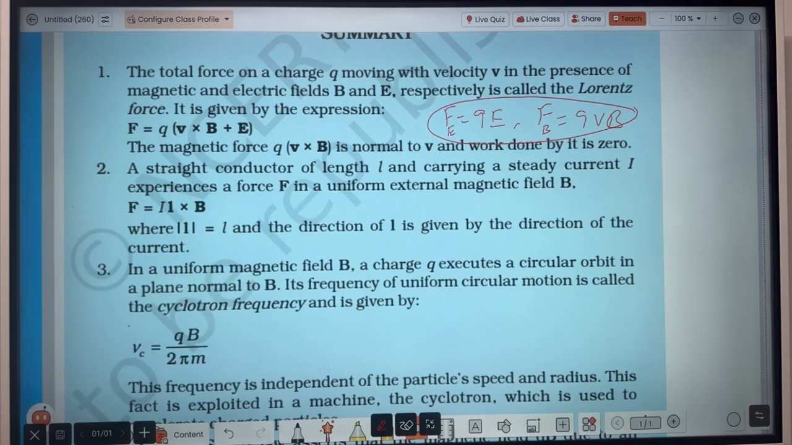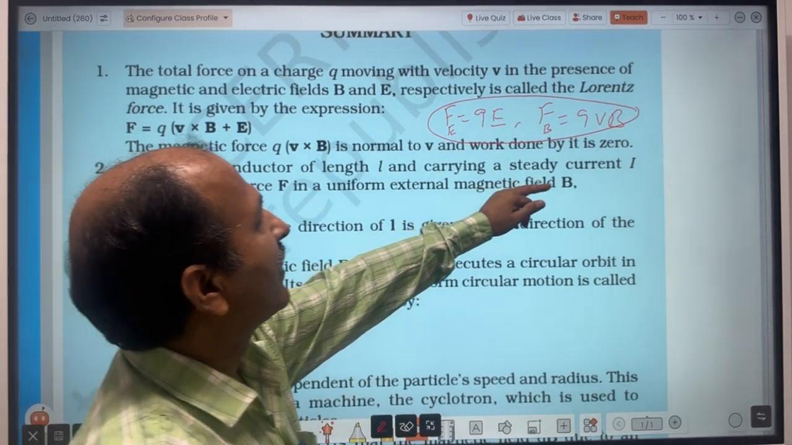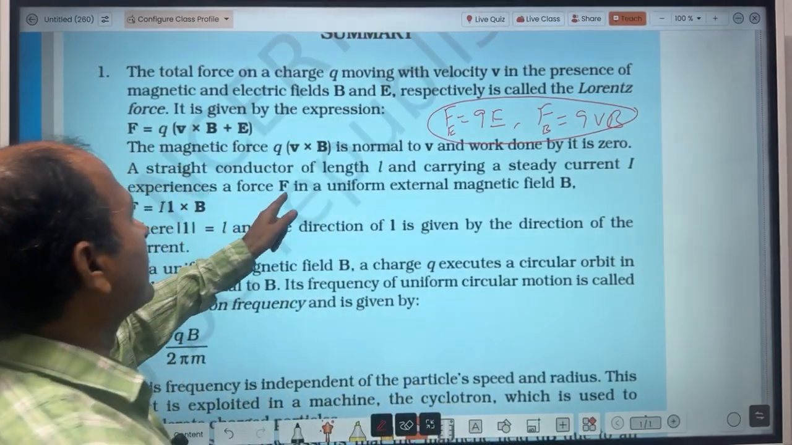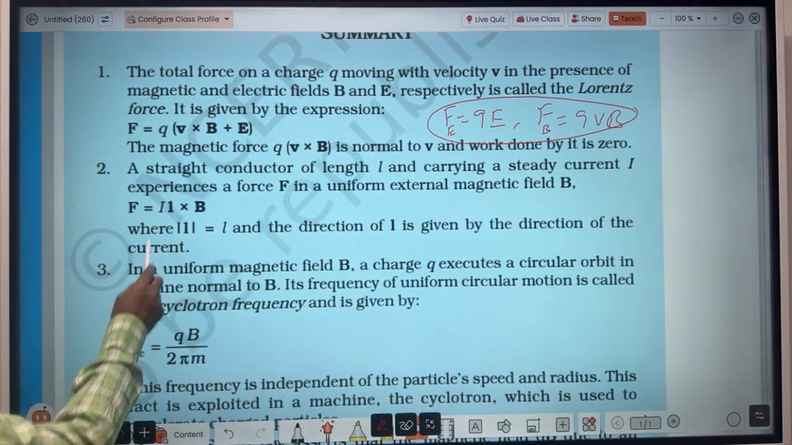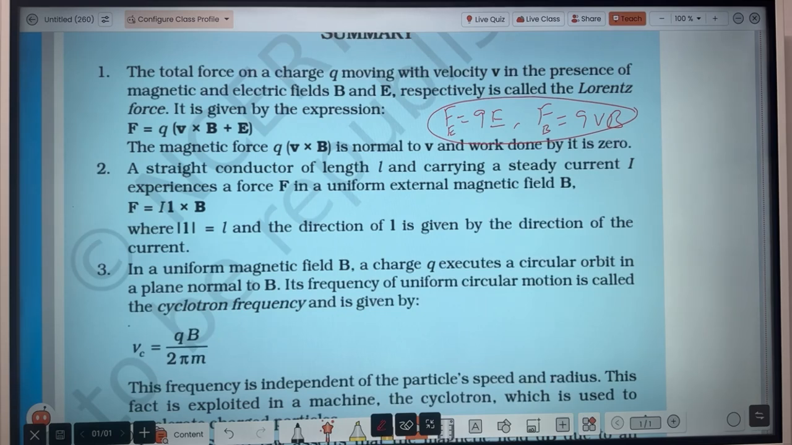A straight conductor of length L and carrying a steady current I experiences a force F in a uniform magnetic field, and that is given by F equals BIL. I think you remember. L is the length of the conductor which is inside the field, B is the magnetic field, and I is the current.